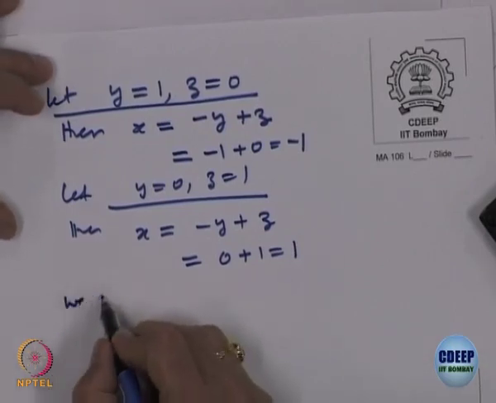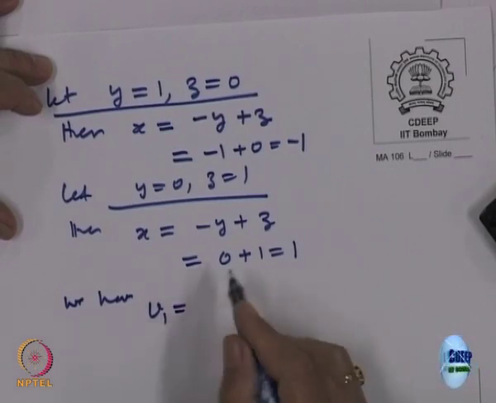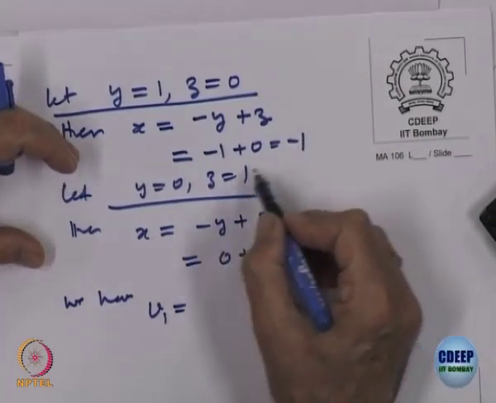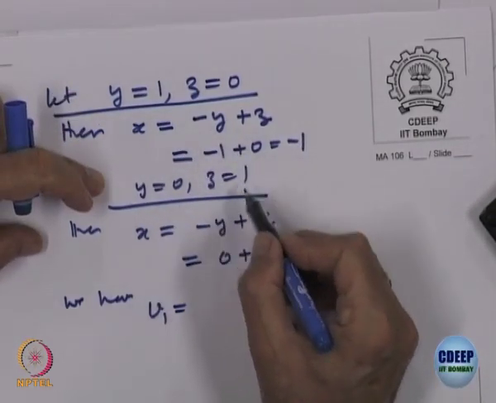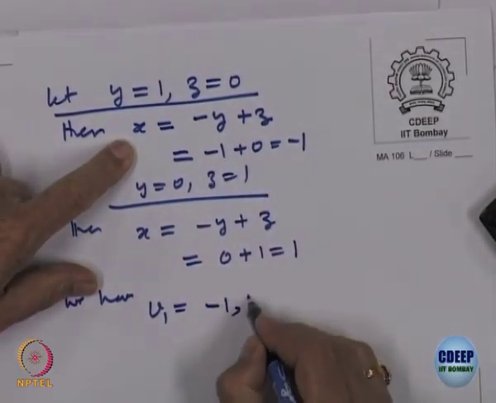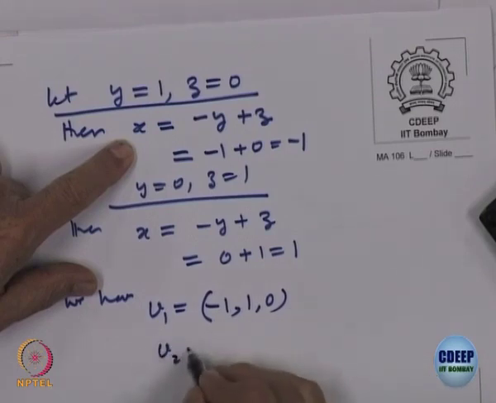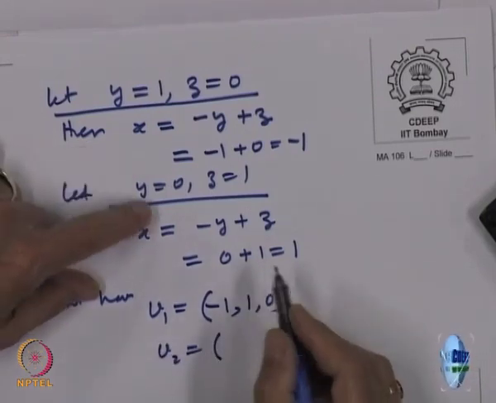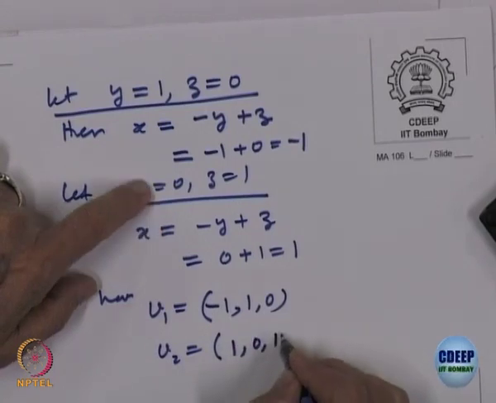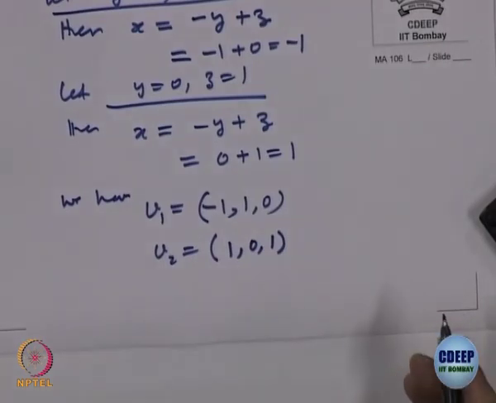So we have v1. So what is v1? So v1 is equal to, we got y equal to 0, x is equal to minus 1. So minus 1, 1 and 0. That is one solution. Second solution is v2. We got x is equal to 1, y equal to 0, z is equal to 1. I got two solutions, right?